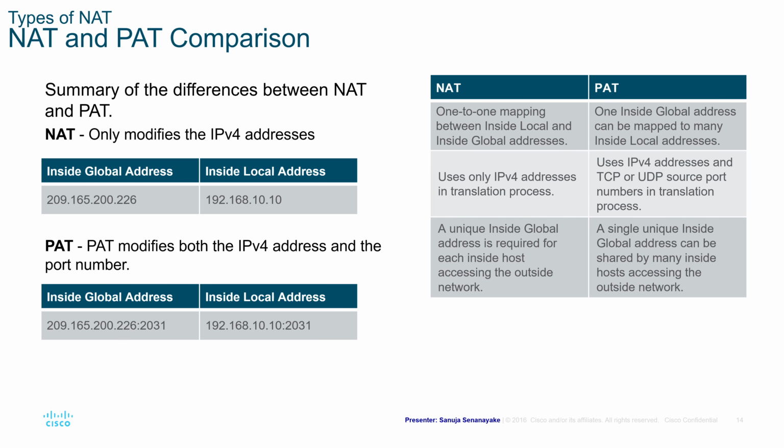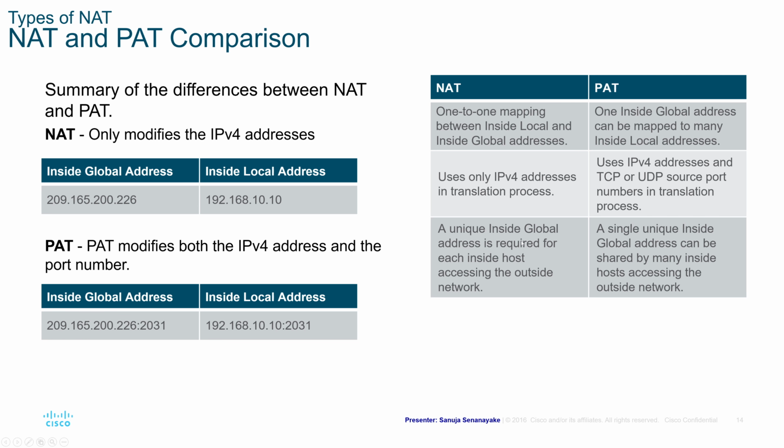On the right-hand side, there is a summary of differences between NAT and PAT. On NAT, there is a 1-to-1 mapping between inside local and inside global addresses, while with PAT, one inside global address can be mapped to many inside local addresses, because now we have port number association. NAT uses only IPv4 addresses in the translation process, while PAT uses IPv4 addresses and the TCP or UDP source port numbers in the translation process. So it uses IP and the port.